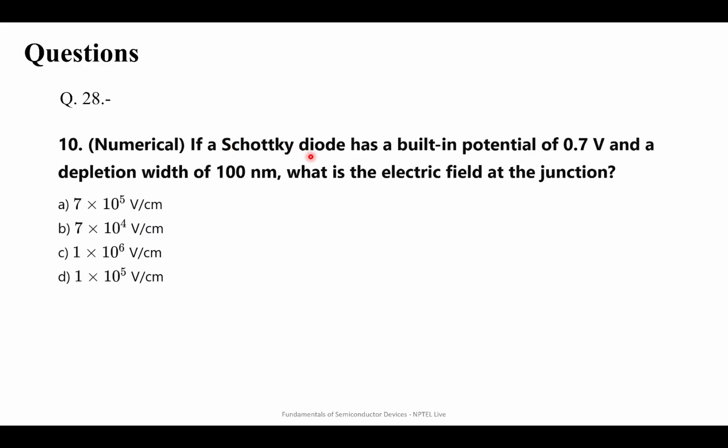So next question: if a Schottky diode has a built-in potential of 0.7 volts and a depletion width of 100 nanometer, what is the electric field at the junction? 7 into 10 to the 5 volt per centimeter, 7 into 10 to the 4 volt per centimeter, 1 into 10 to the 6 volt per centimeter, 1 into 10 to the 5 volt per centimeter.